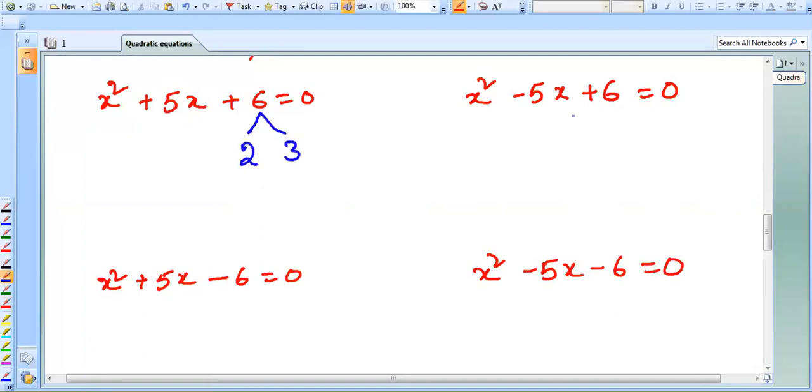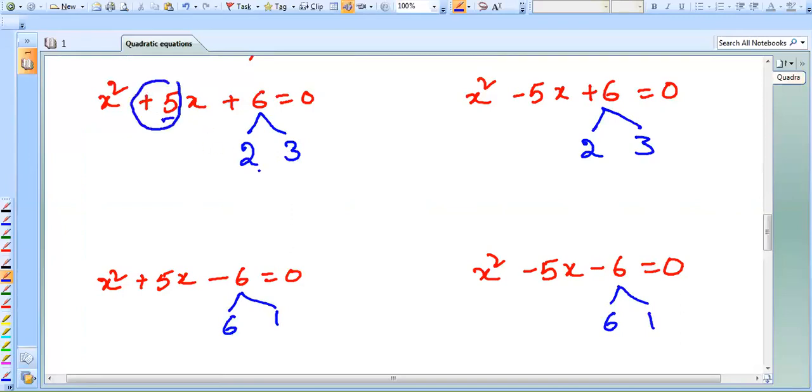Two, three. 6, 1. Sir, why are you writing 2 and 3 here? Because 2 plus 3 is equals to 5, and 2 into 3 is equals to 6. So what is the sign here? Plus. Here the sign is plus 5. That's why we write plus 2 plus 3, and the x value will be minus 2 minus 3. Okay. How do you get to know this is 2 into 3 only? Why can't you write 6 into 1?